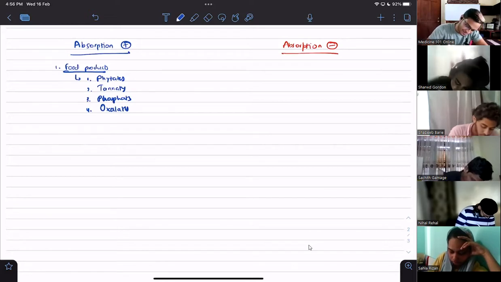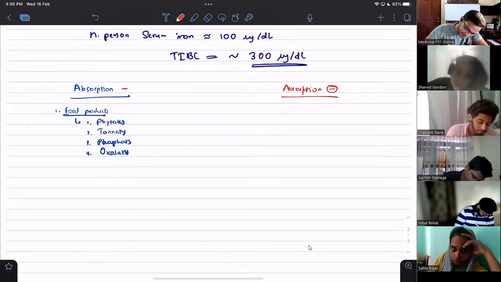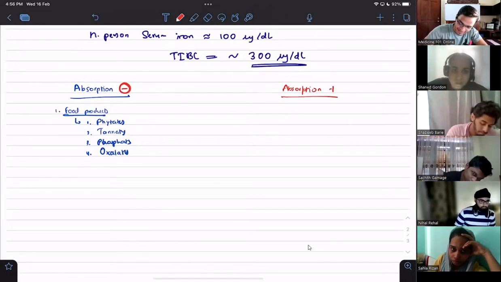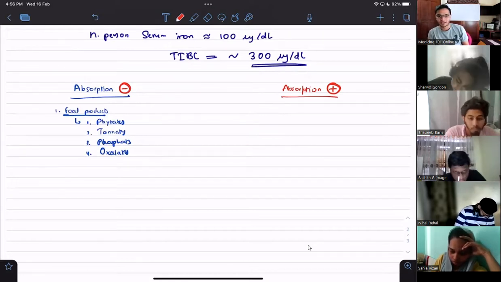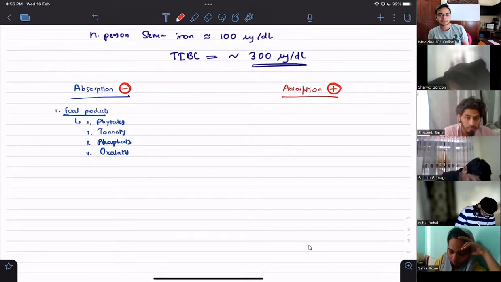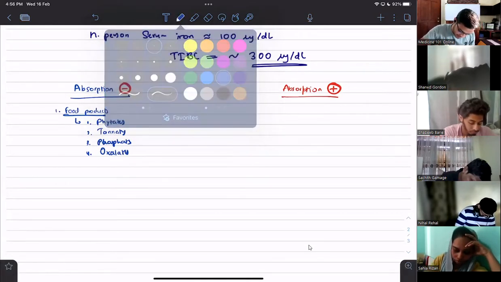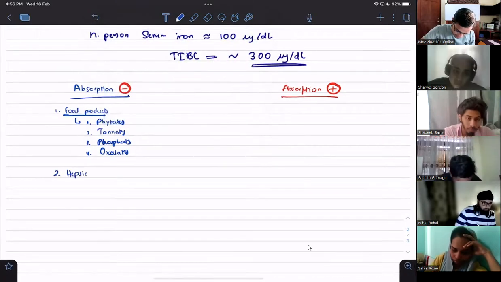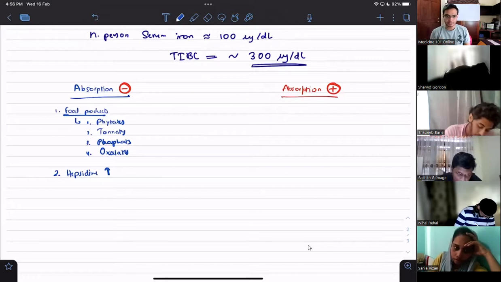My bad, this side is inhibit absorption, put a minus here. These things inhibit absorption. Phytates, tannates, phosphates, oxalates, all of these inhibit. Then, tell me this second one: hepcidin increase. What can it do again? It inhibits iron absorption.